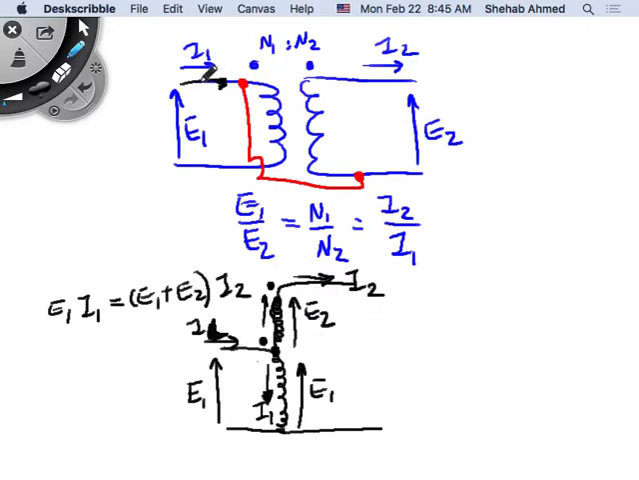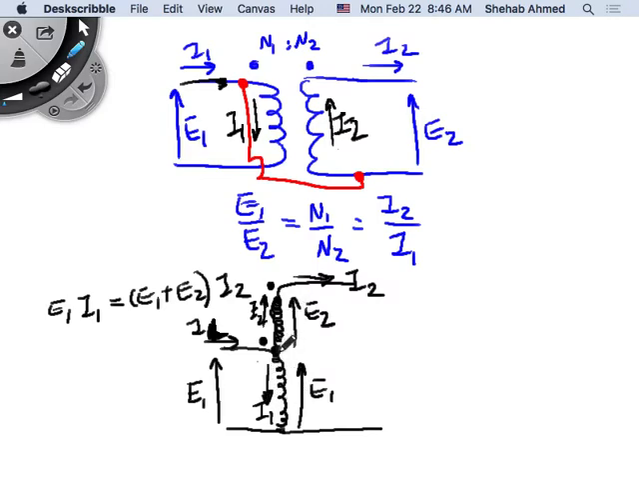So do we agree that this is current I1 flowing in the winding like this, and this is current I2 flowing in the winding this way, right? Current I1 coming into the transformer, current I2 coming out of the transformer, correct? And this is voltage on the primary side, voltage on the secondary side. So it's the same. It has to be the same. So this is voltage, and this will be the current I2. This is voltage, and this will be current I1.